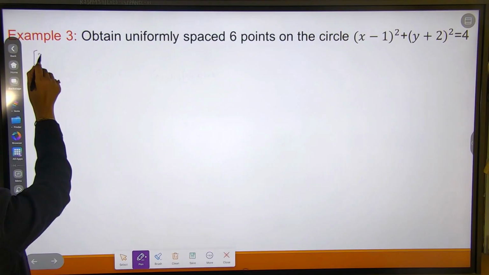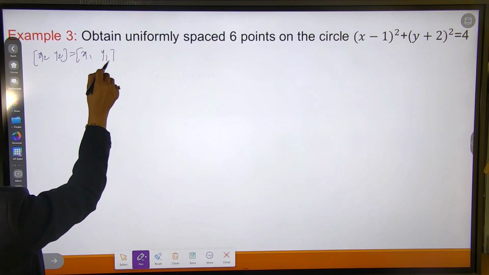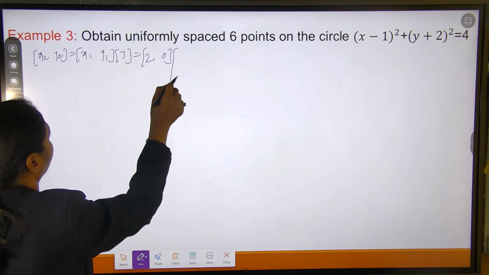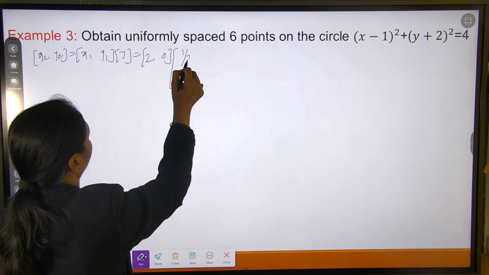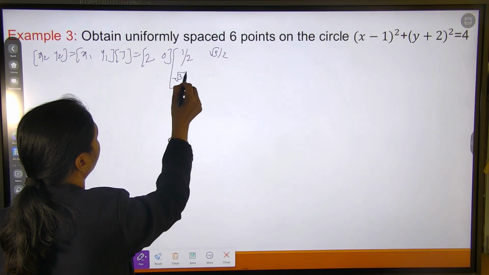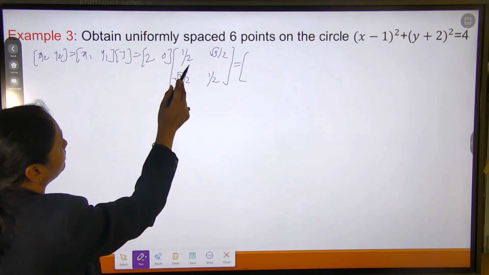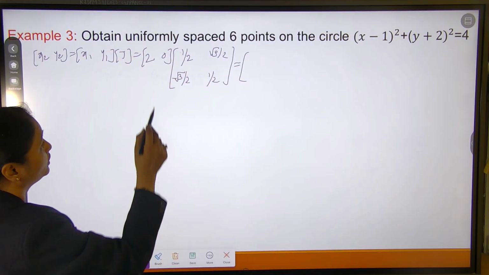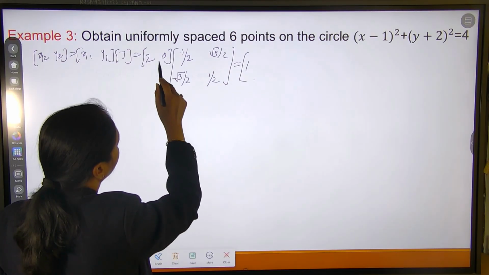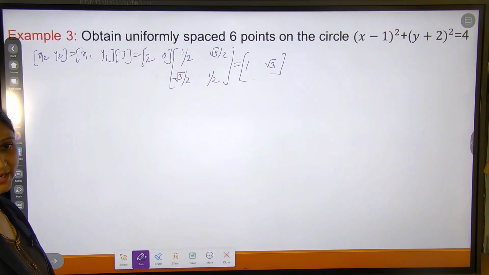Therefore, x2 y2 is equal to x1 y1 into t. So our x1 y1 is 2, 0 and t is 1 upon 2, root 3 by 2, minus root 3 by 2, 1 upon 2. After multiplication, 2 into 1 by 2 is 1, and 2 into root 3 by 2 is root 3. So we get 1, root 3. This is our second point.